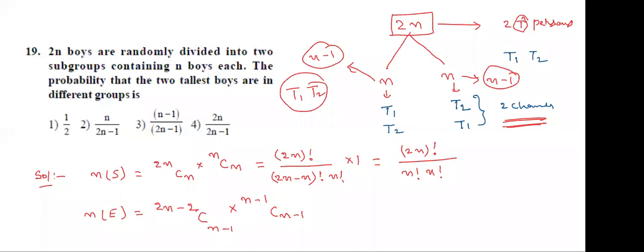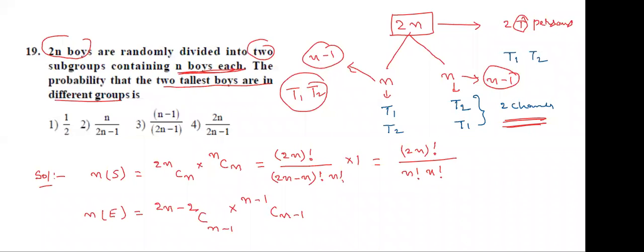In previous class this problem is pending. Now see that total 2n boys are there. We want to divide them into two groups, each group containing n boys, but the two tallest boys are in different groups.